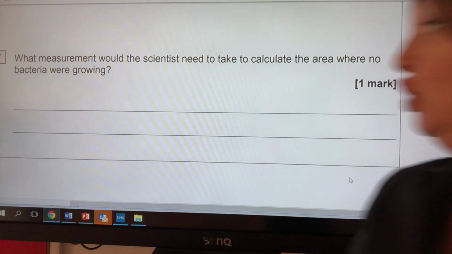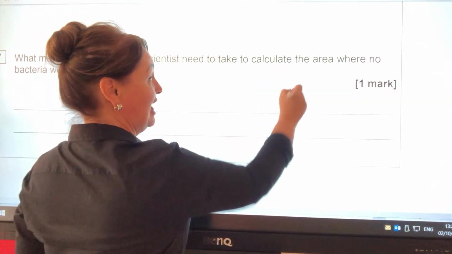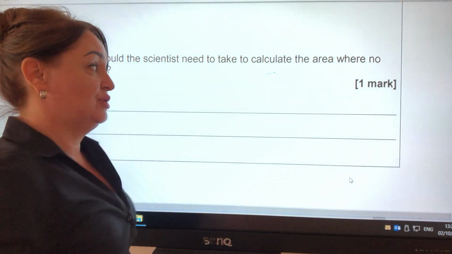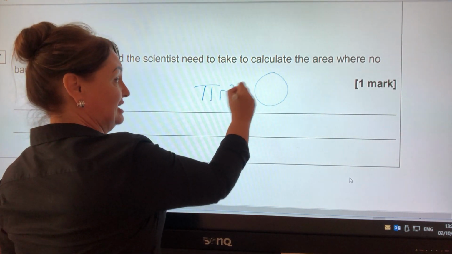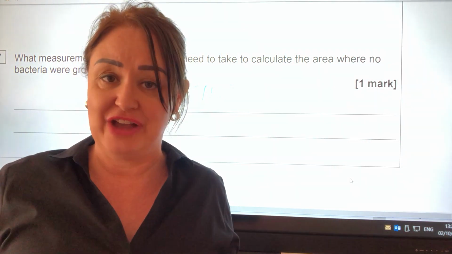Well, you know that we're measuring a circle, and you also know that to measure the area of that circle, you need to use pi r squared. That's to calculate the area of the circle.